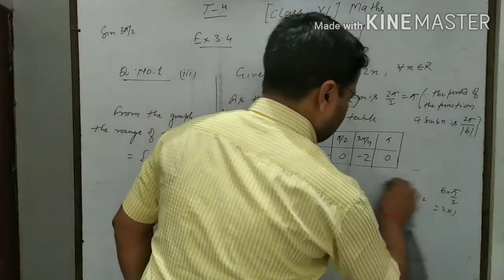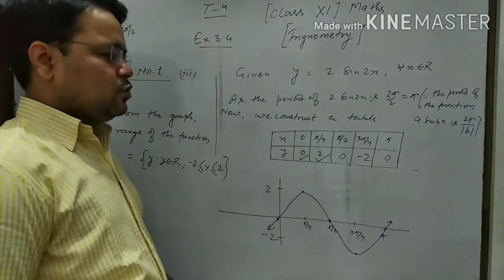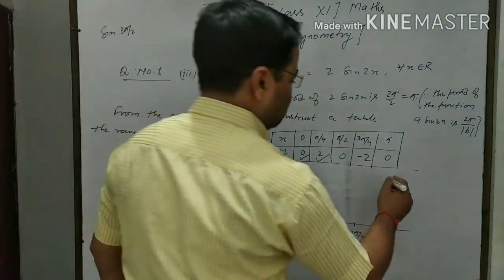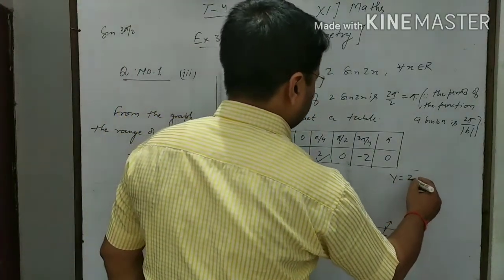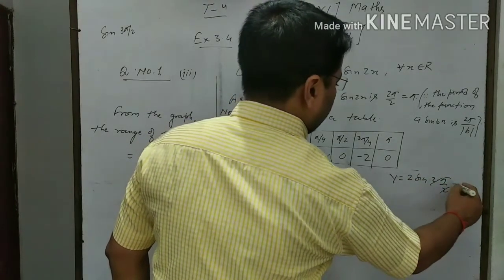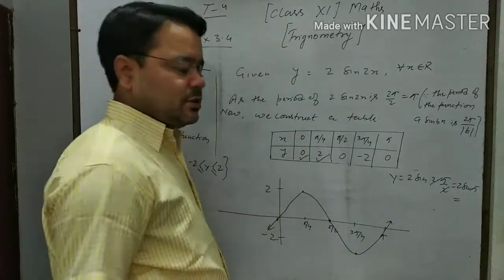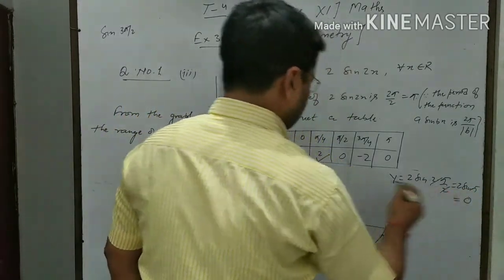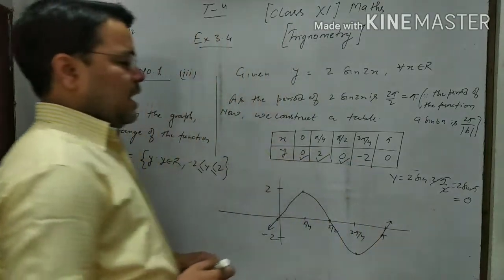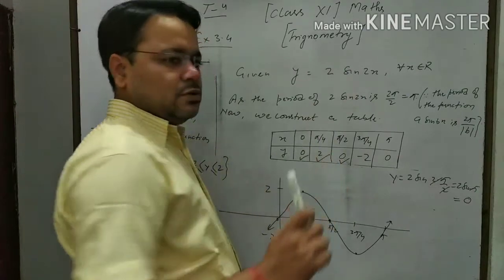Now we find the value of the given trigonometric function at x is equal to pi by 2. If x is equal to pi by 2, then y is equal to 2 sine 2 into pi by 2. 2 and 2 cancel, it will be 2 sine pi. And sine pi is what? 0. Therefore, again its value will be 0. It means at pi by 2, the value of the given function is equal to 0.